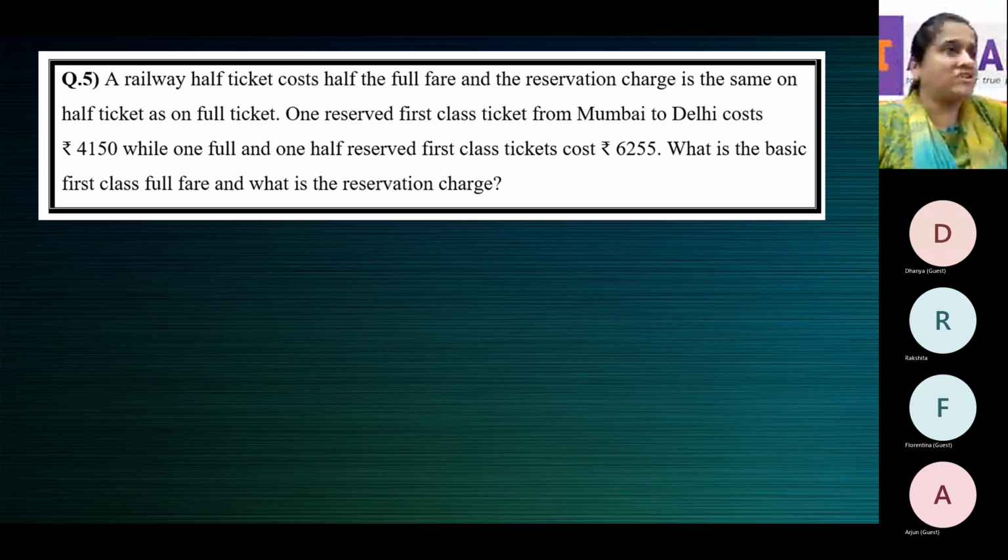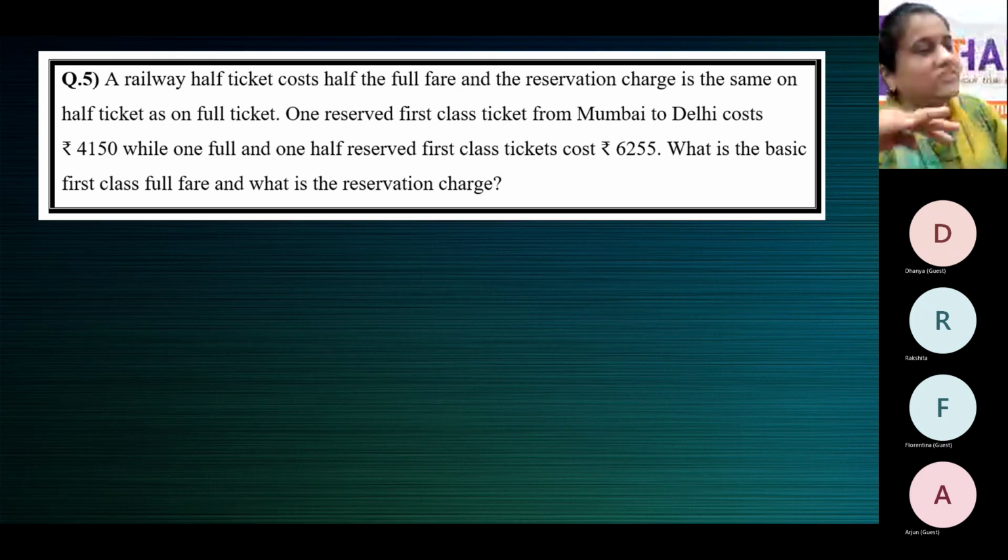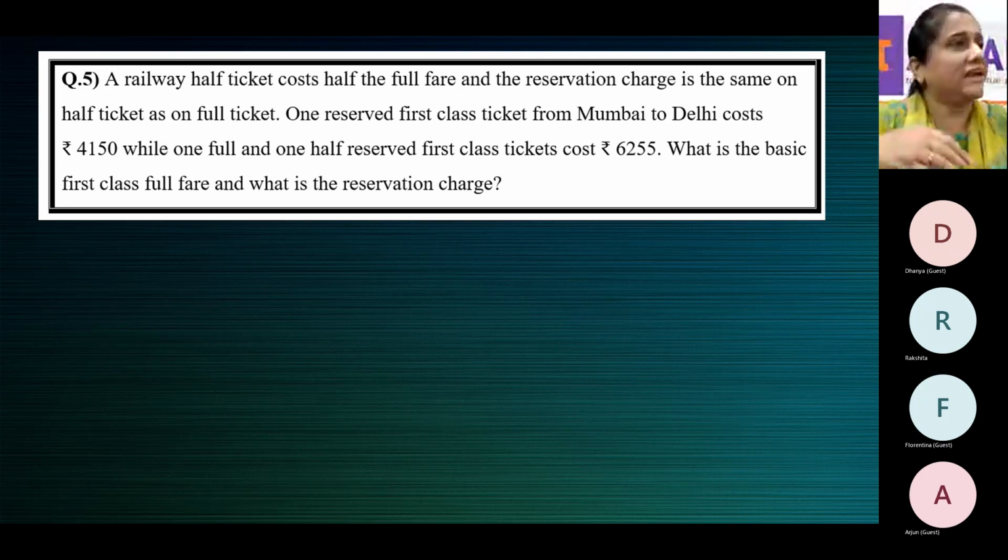So it can be reservation charge plus half ticket, or it can be reservation charge plus full ticket. So what is different? The reservation charge is the same, but the cost of the half ticket will be less than the cost of the full ticket. Okay, a railway half ticket costs half the full fare. So if a full ticket is 100 rupees, half ticket is 50 rupees. But reservation charge is the same on both.